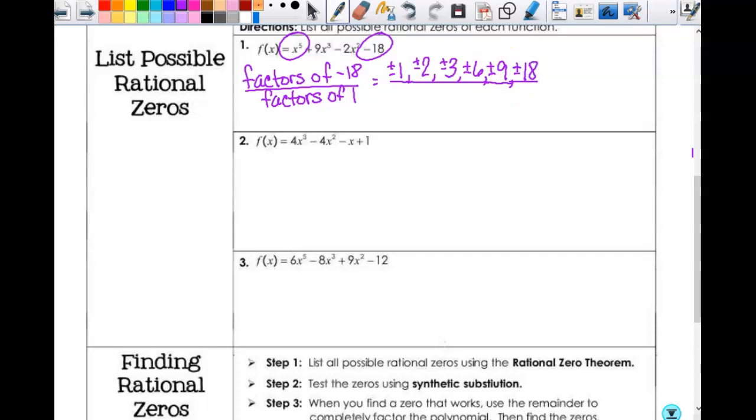So let's go back to this plus or minus thing. Even if that was a positive 18, I would have the exact same thing up there because I could have negative 1 times negative 18. Does that make sense to you? So it's plus or minus no matter what, because it just depends on what you put with it. Then your factors of 1 are plus or minus 1.